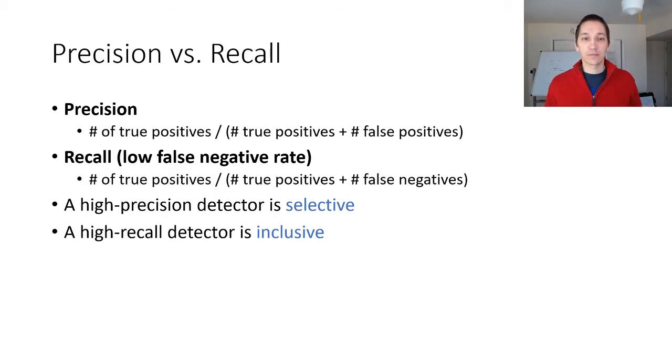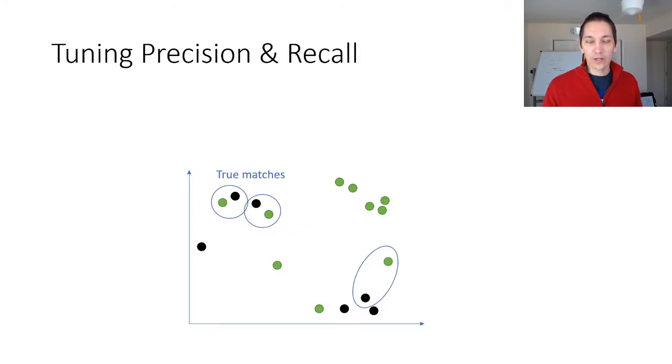So in other words, a high precision detector is one that's selective. It's going to produce matches that actually are true matches, but it may miss some matches that are actually true matches, but we prioritize the precision of this classifier. The alternative is a high recall detector, which is going to be inclusive. So it will produce as many matches as possible. It will produce many matches, but also possibly some false positives. Okay, so we can then use these 2 numbers to tune how we want our classifier to behave.